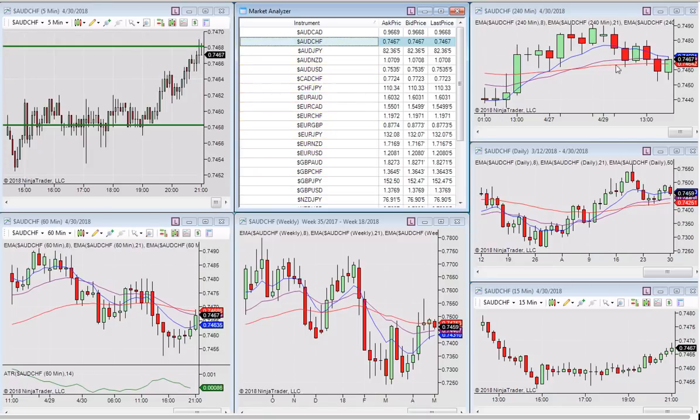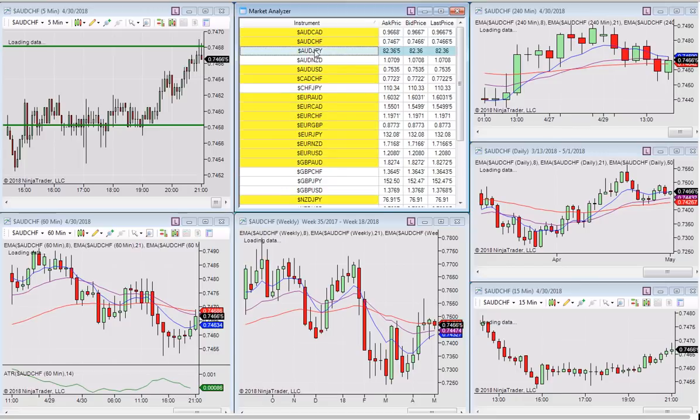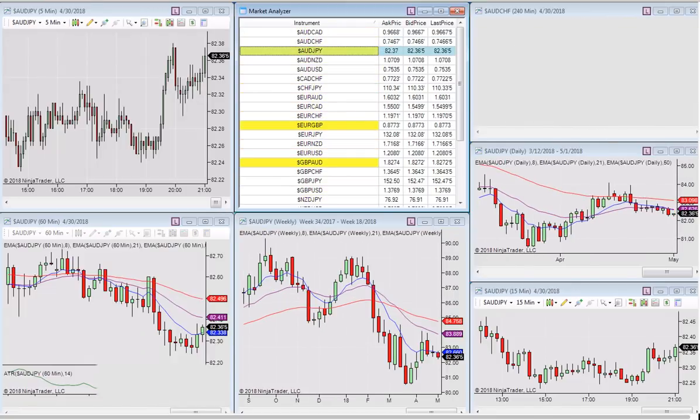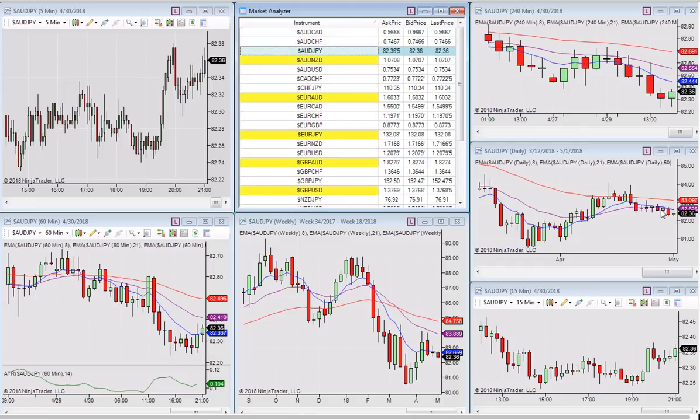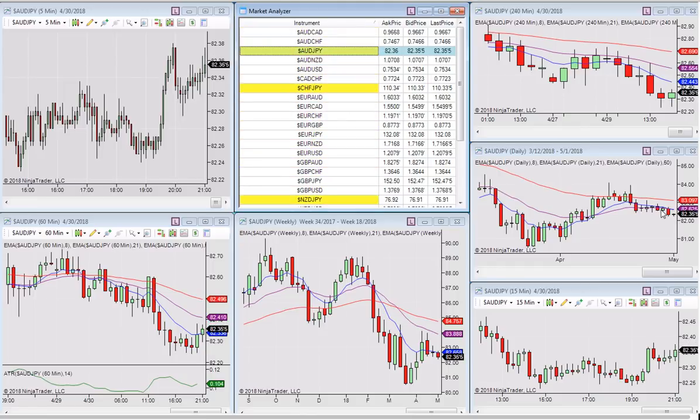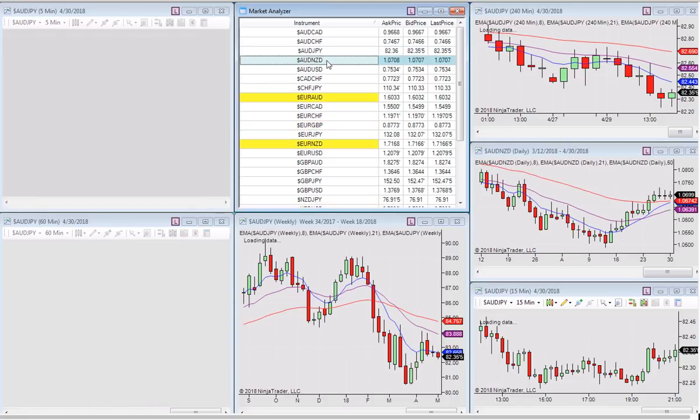AUD CHF, the daily is up, but it's nothing. The weekly is down. The 60-minute looks like us, we can just chop out of that. AUD JPY. Again, it's going down on 2 out of the 5 time frames. That's not good enough. Let's move on.